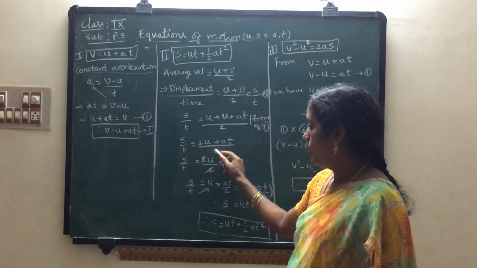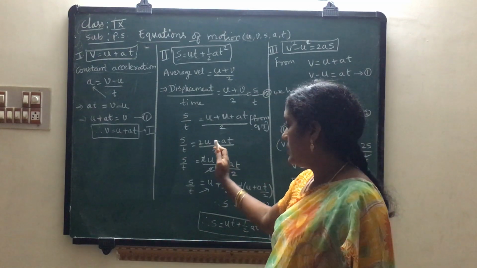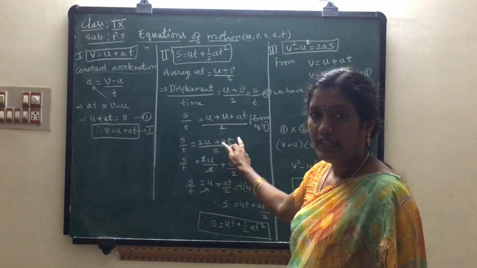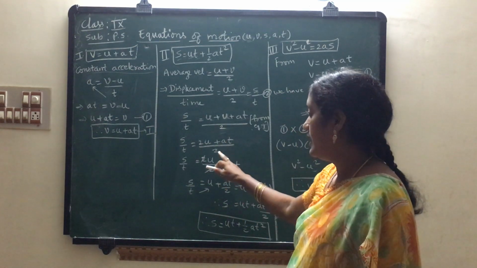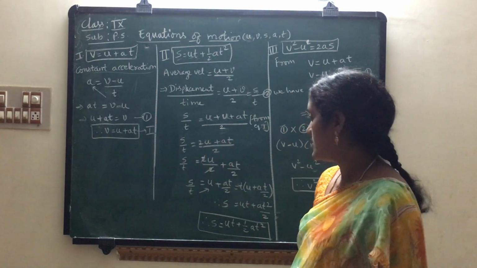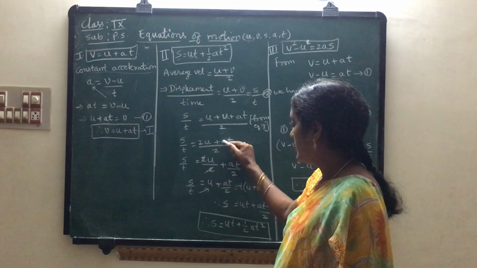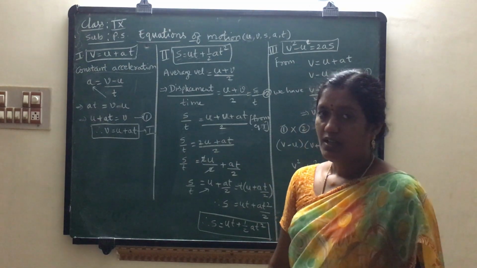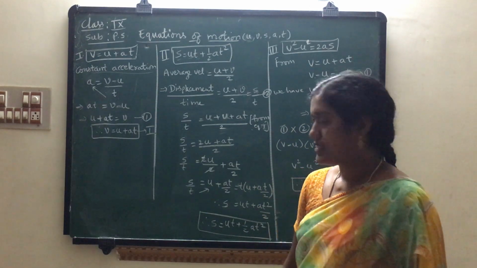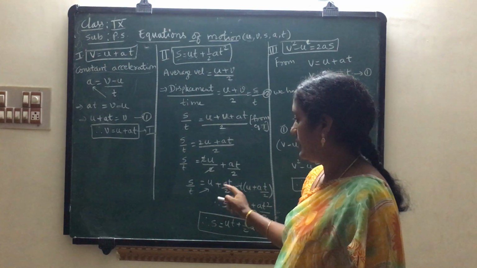Now separate this denominator. Separate the two terms in the numerator. That means 2u by 2 plus at by 2. Here I am dividing the 2 into this term and this term, because it is common. Therefore, I get 2u by 2 plus at by 2. So here the 2 will get cancelled. What will remain here? u plus at by 2.